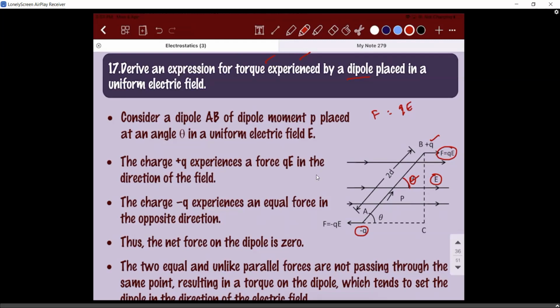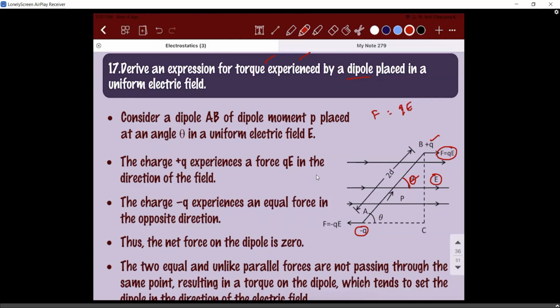Now you can ask me, how is torque going to act? It is a very simple thing. It forms something called a couple. You've heard about this mechanical couple. What is it? You have a particular object which is subjected to equal and opposite forces at its ends, and it starts revolving. That is what we call a couple.